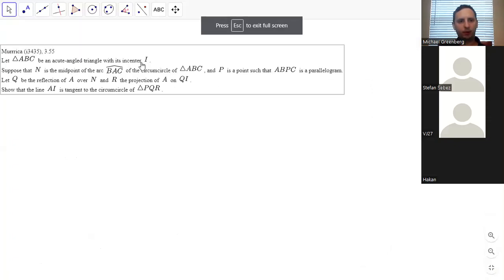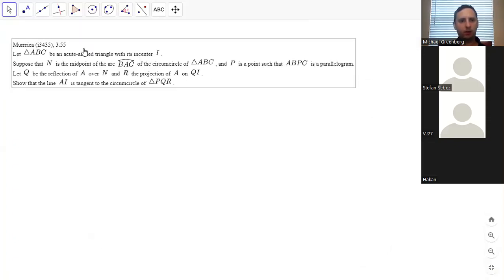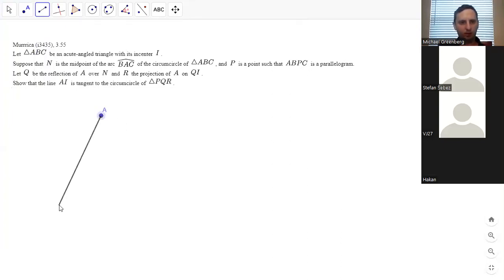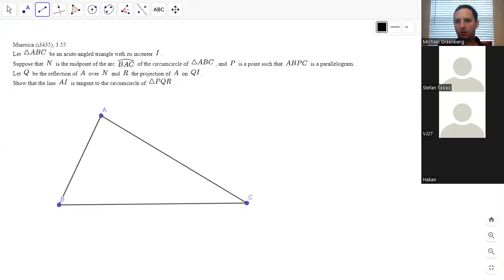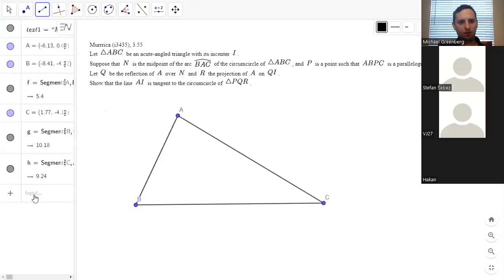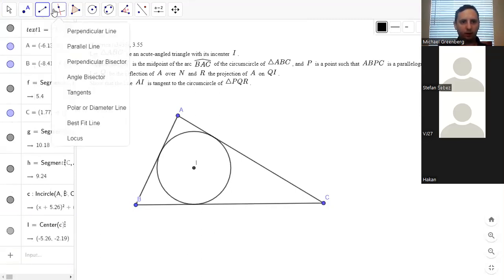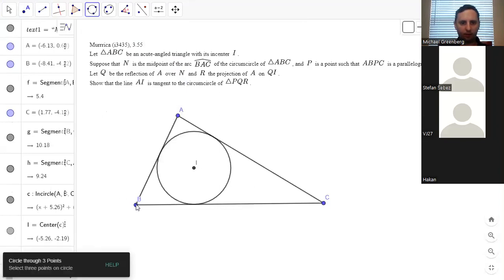So we have a triangle with in-center I. All right, so let's draw the in circle, and I is the in center. Okay, N is the midpoint. So kind of similar to the last problem, a lot of the same points.